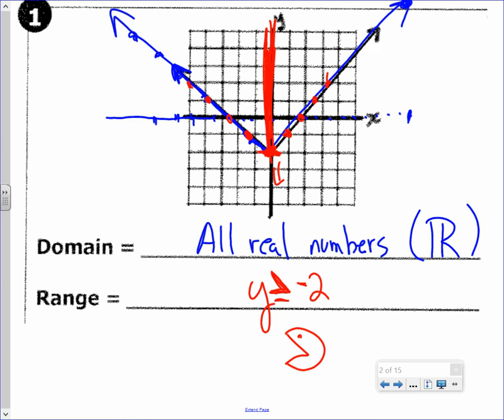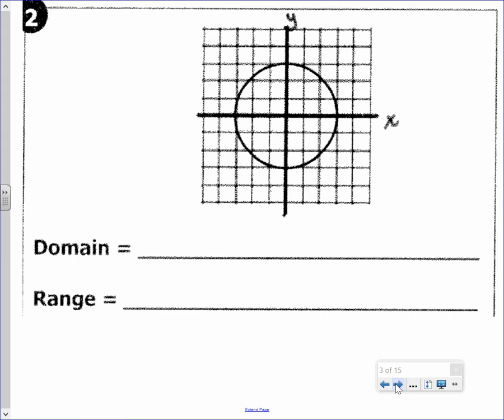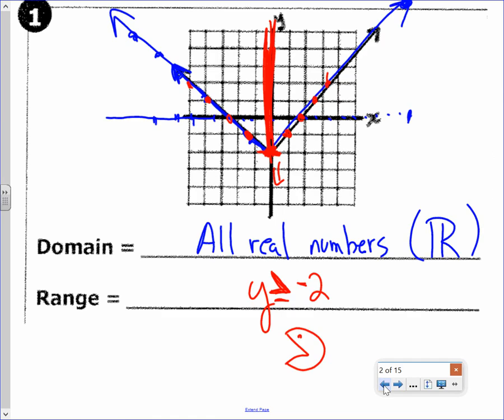Let's try number 2. The more you do this, the more you'll get the hang of it. Right now, what I need you to focus on is that domain describes x values that are possible, and range describes y values that are possible. Let's try number 2. Question number 1 before I move on, though.